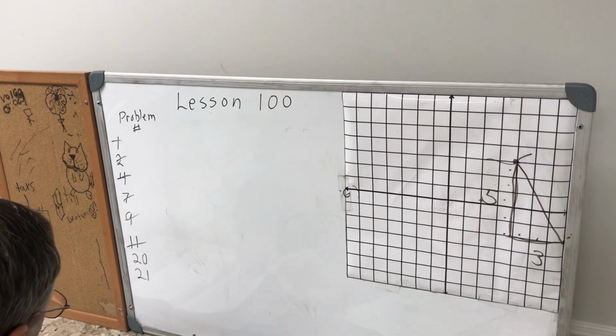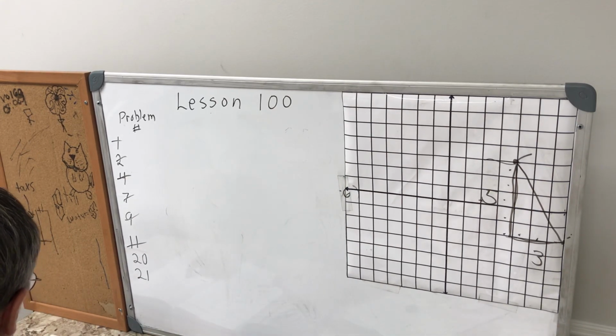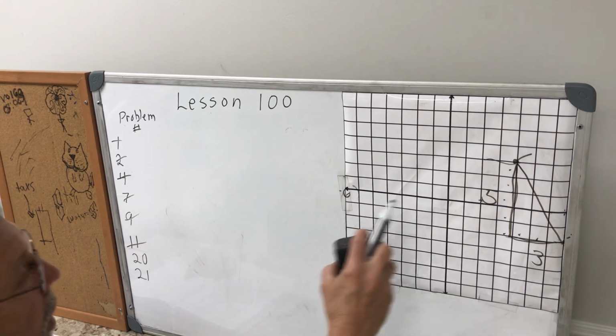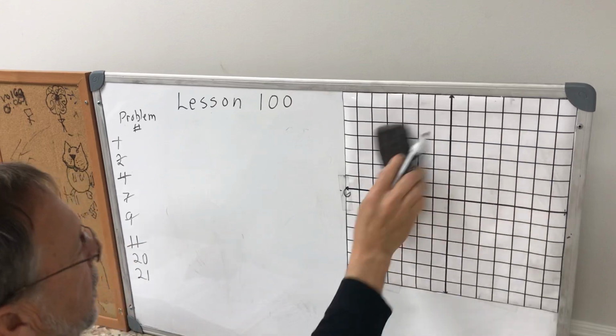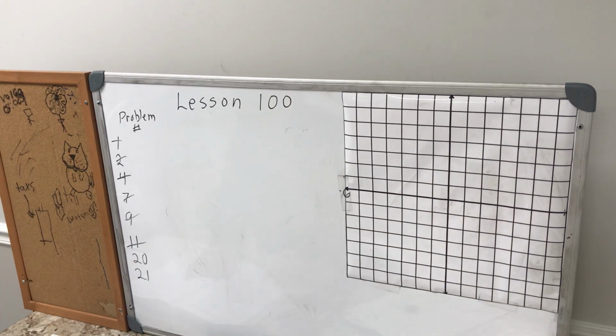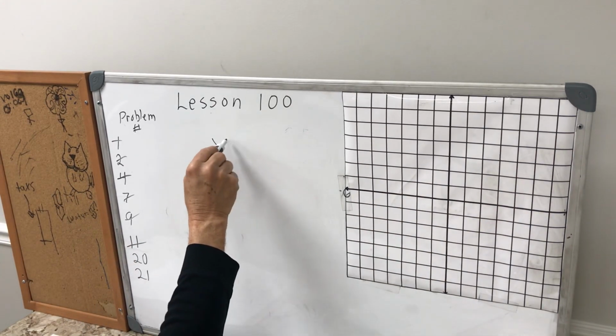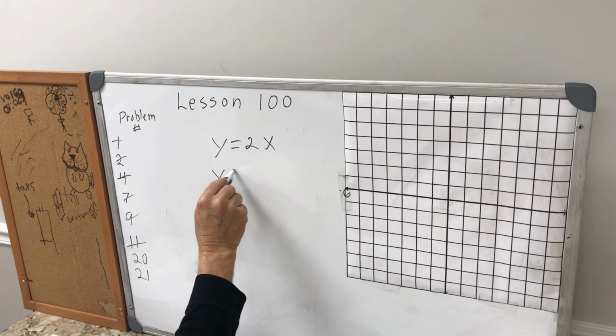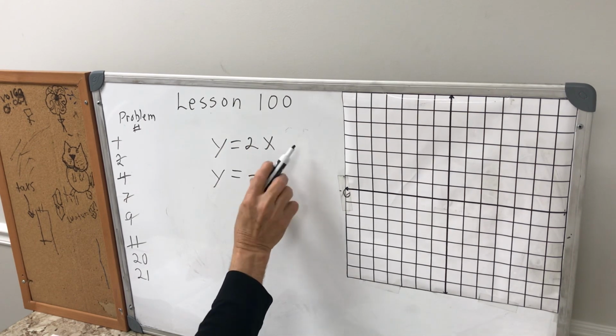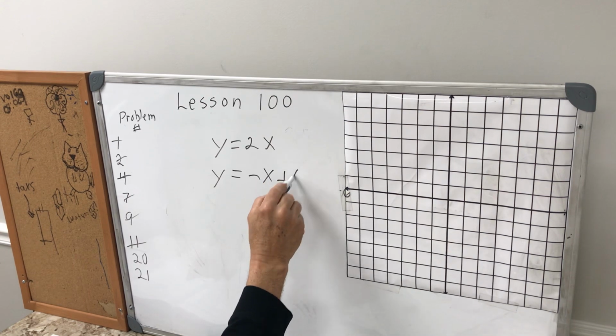Number 20. Solve by graphing and check. Again, you must have a graph. You can go back and take one of your previous lessons and get your graph over that and just give us the final answer. Solve by graphing. Here's what they're asking us to graph. Y equals 2x and y equals negative x plus 6.